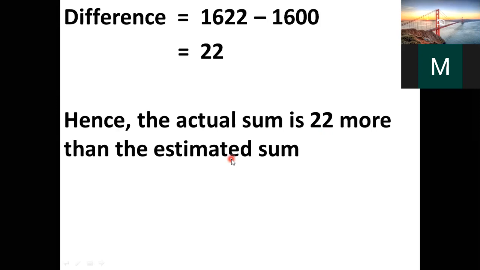So listen children, you can do two solutions. First one is the actual sum, after that the estimated sum. And next you compare which one is more, actual or estimated. Actual is more since the actual value is 1622 and the estimated answer is 1600. Which is more? Actual sum. How much more? 22. Difference means subtraction.